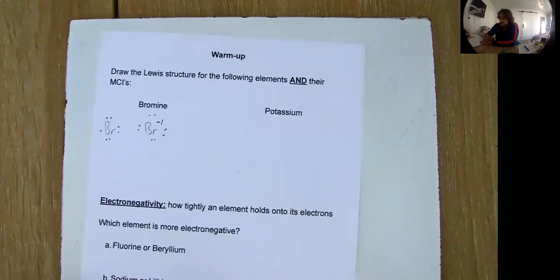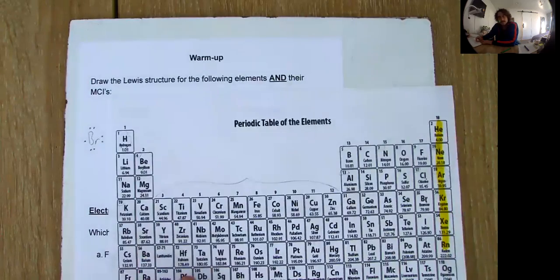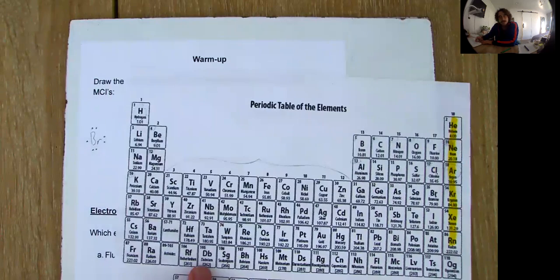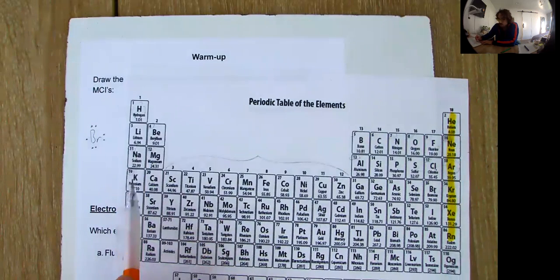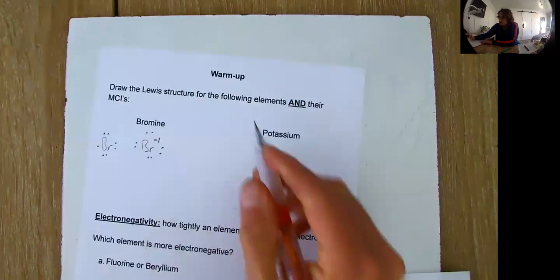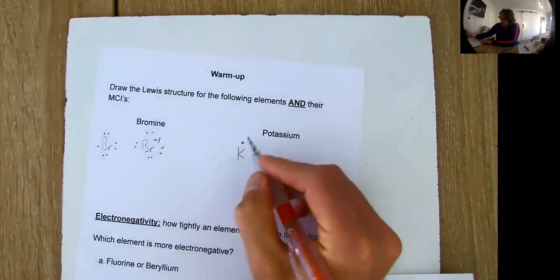Okay, let's do potassium as a warm up. So potassium is number 19 right here. And we know that potassium is in the 4th row as well, just like bromine was. But potassium only has 1 electron because there's only 1 box in the 4th row for potassium. So potassium's Lewis dot structure just looks like this: 1 dot, boom, done.